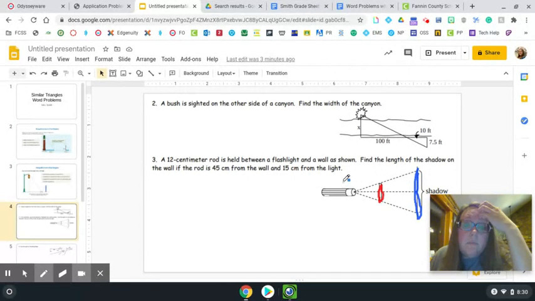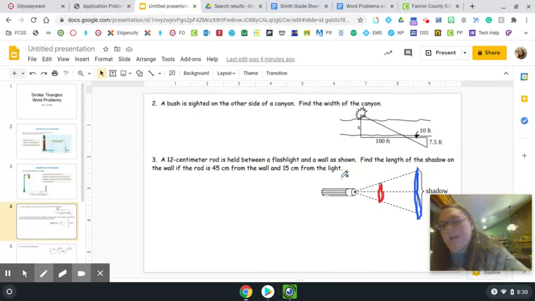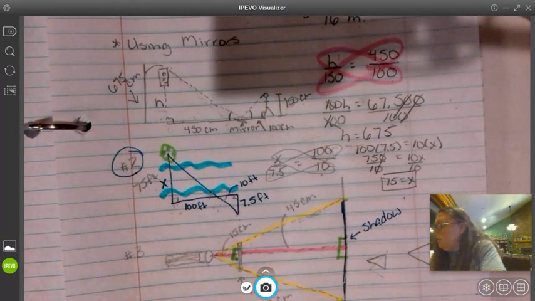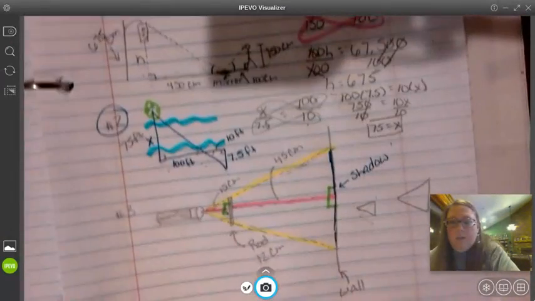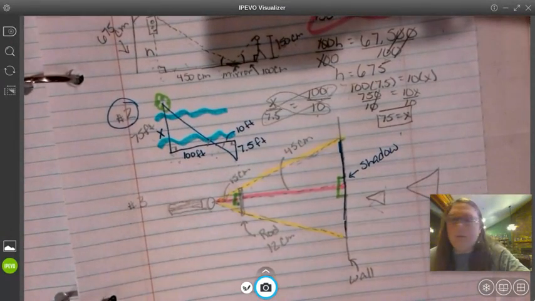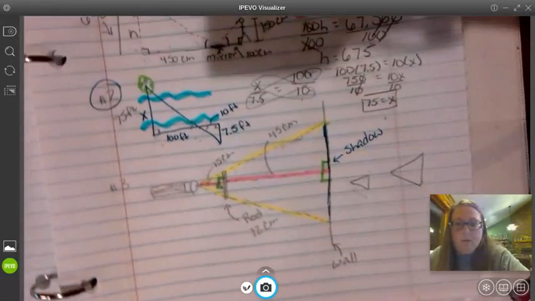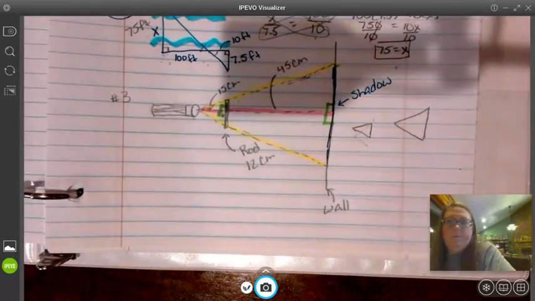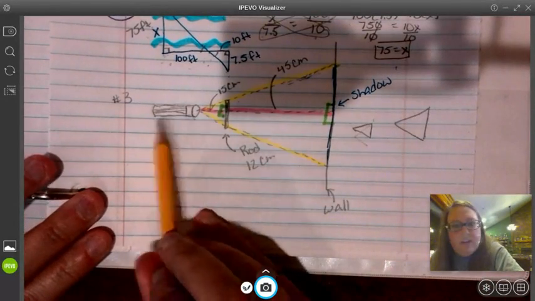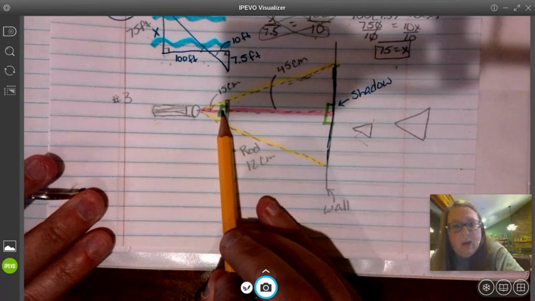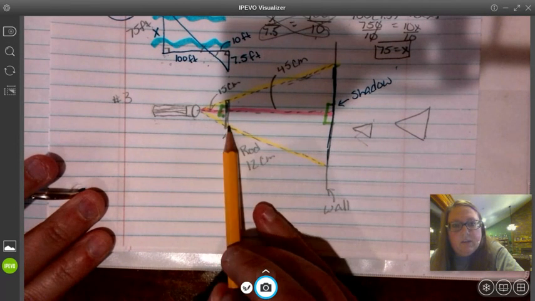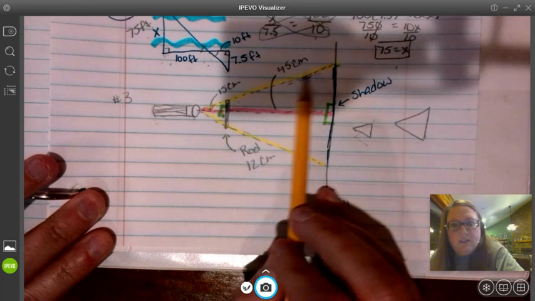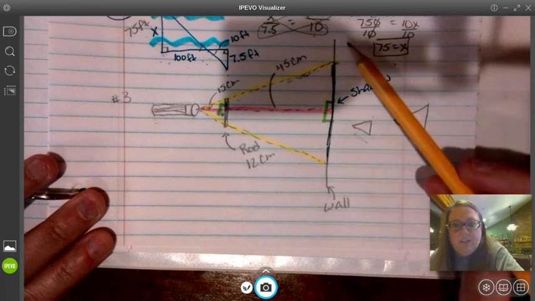I'm going to change screens again. I've got this nice little drawing right here. Sorry, that's my turtle in the background. So we have our flashlight, and our flashlight is hitting the rod, and the rays from that flashlight are going to project onto the wall. So we're looking for the length of this shadow here.